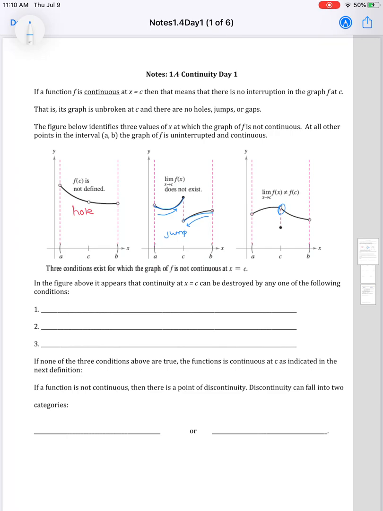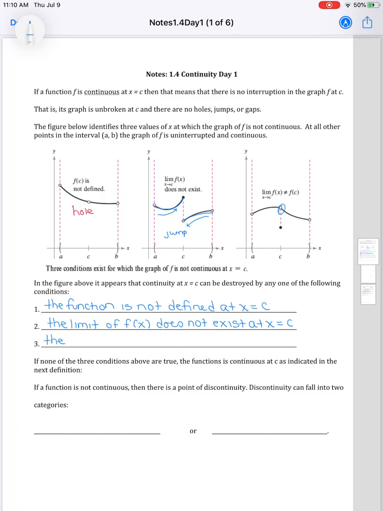So it says in the figure above, it appears that continuity at x equals c can be destroyed under any one of the following conditions. So something is not continuous if, number 1, the function is not defined at x equals c. Number 2, the limit of f of x does not exist at x equals c. So that's the second instance.